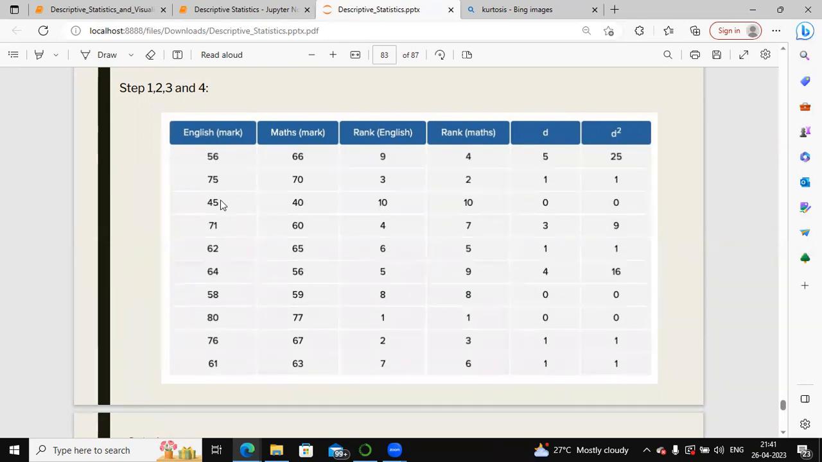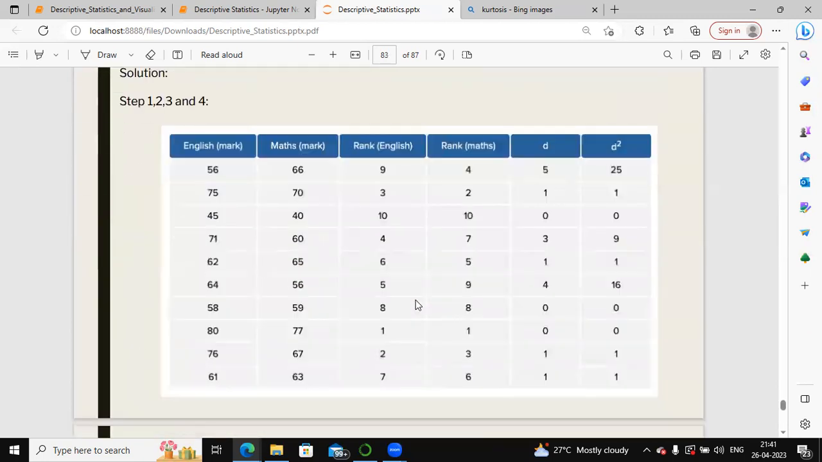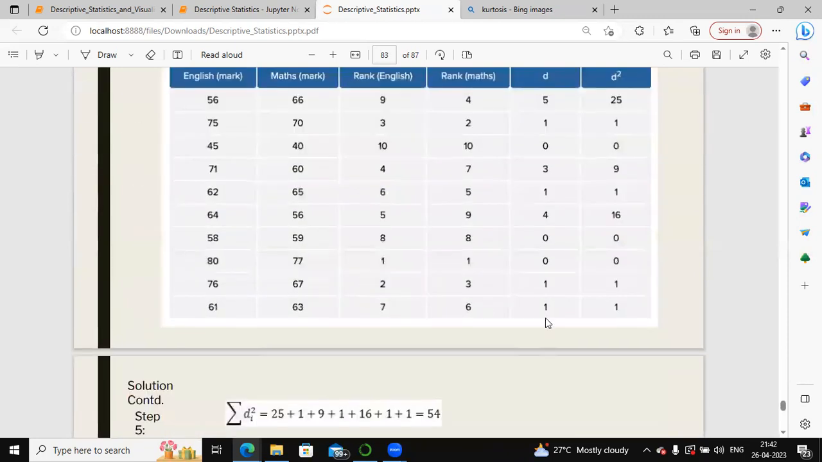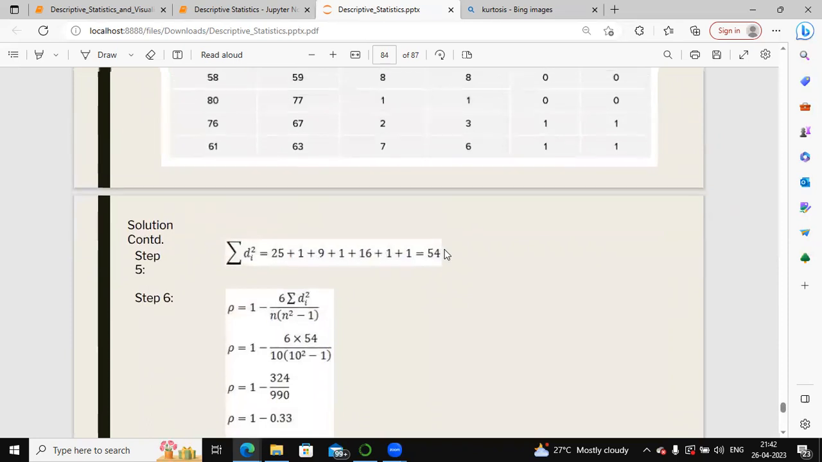So rank for English and maths accordingly, and take the difference between the rank of English and the rank of maths, and whatever difference you get, square the difference. Then using this formula you sum the differences up after squaring, so it comes out to be 754.